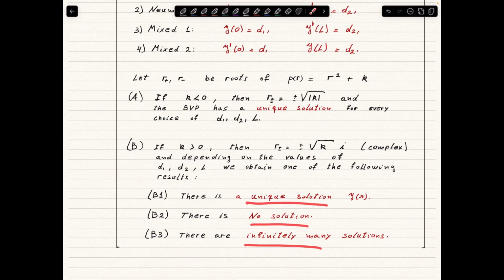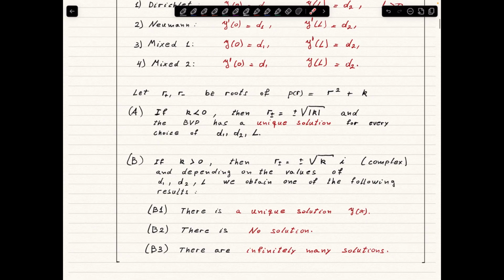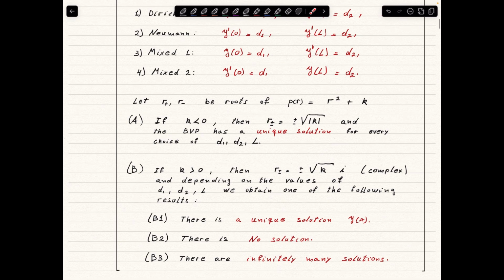That depends on what you choose for D1, D2, and L. So this case, when k is positive, is very different from initial value problems. And actually this is the case that is going to show up when we solve the heat equation. So what we are going to do now is prove this theorem.